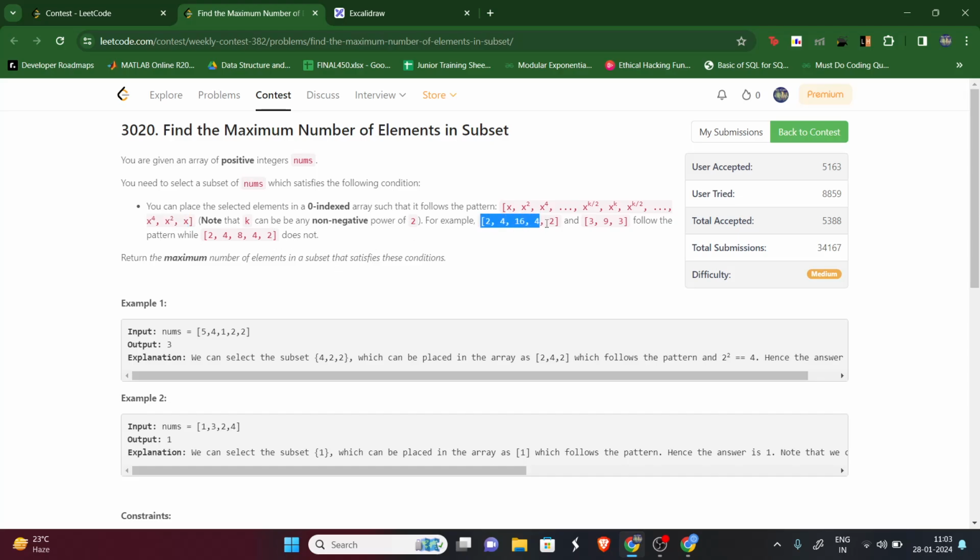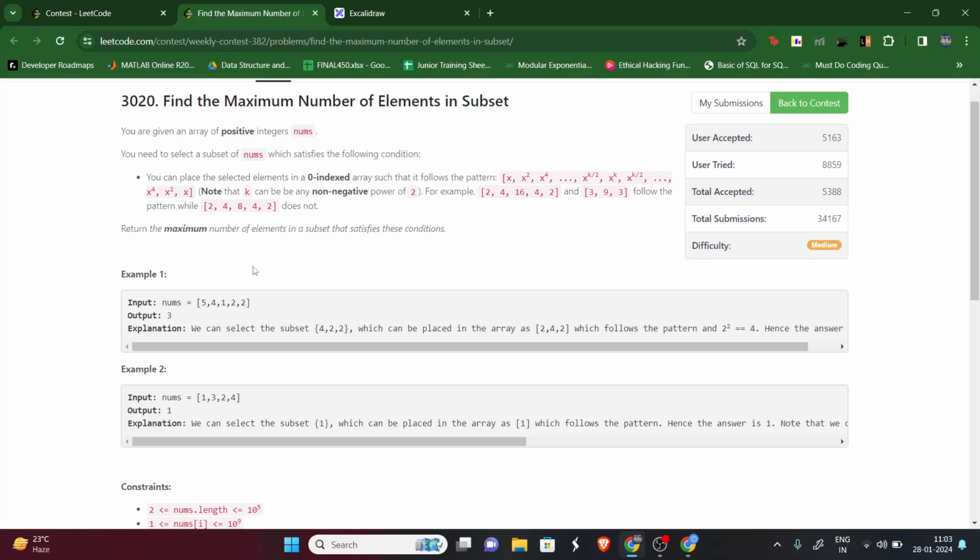Okay, and there is another example for this, 2. So it's nothing but 2 to the power 1, 2 to the power 2, 2 to the power 4, then 2 to the power 2 again, then 2 to the power 1. So that's what the pattern says. Now, initially it might feel like it's a very difficult question, but trust me guys, it's very easy.